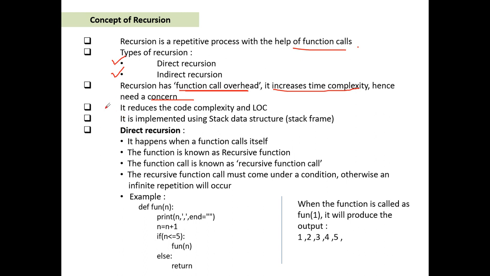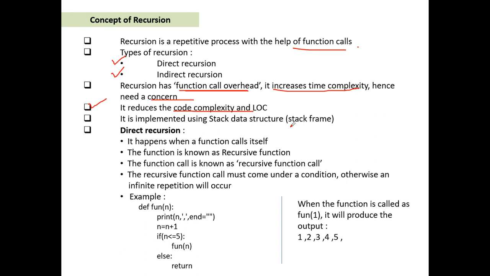Okay, now one thing you can say is why you need recursion: it reduces the code complexity, and LOC means lines of code. So why do you use recursion? Sometimes using recursion, a long code may be reduced to a few lines. That is a great advantage of having recursion. It makes programs less complex, or looks like a simple one.